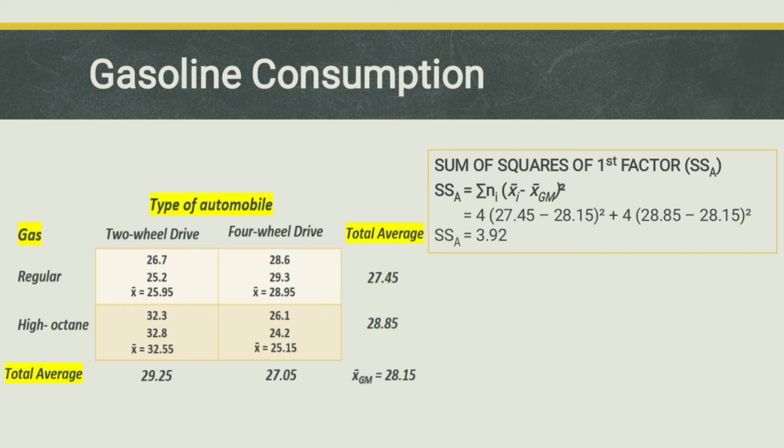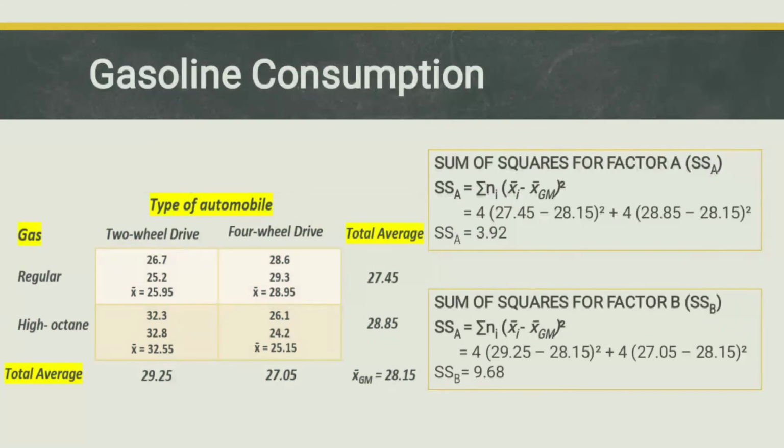So the sum of squares for factor A is 3.92. Next, the sum of squares for factor B, the summation of the number of data for factor B multiplied by the total mean or average for factor B minus the total grand mean squared. We have 4 multiplied by 29.25 minus 28.15 squared plus 4 multiplied by 27.05 minus 28.15 squared. So the sum of squares for factor B is 9.68.